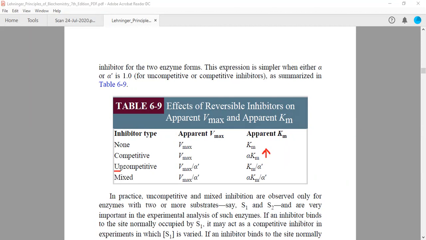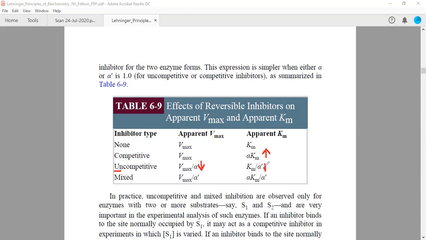Uncompetitive, because here, you always need to remember that in each book, the sequence will not remain the same. It may happen that uncompetitive inhibition may come earlier. So you need to remember in uncompetitive, both are decreasing. So both will have some apparent value. Vmax is divided by alpha dash and Km is divided by alpha dash. Therefore, both will decrease.